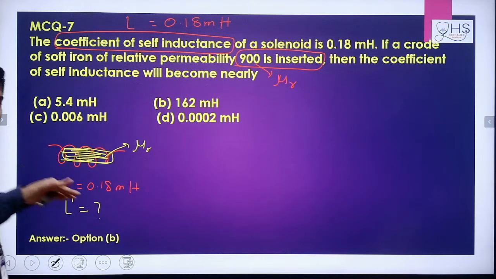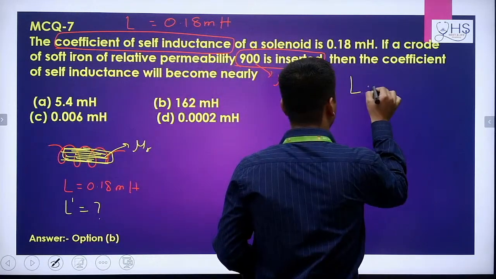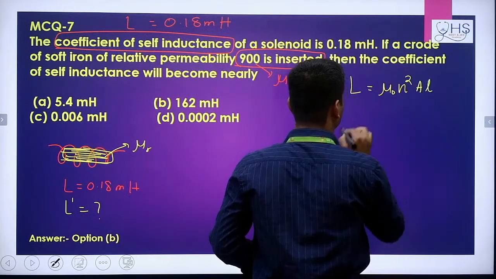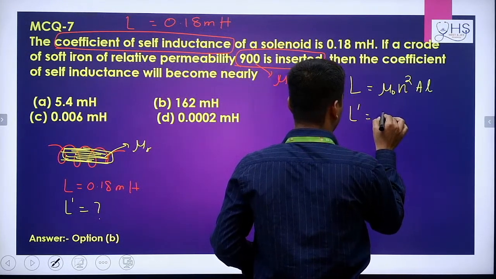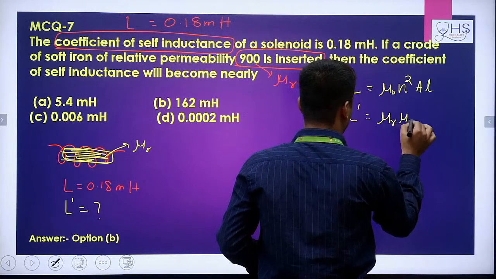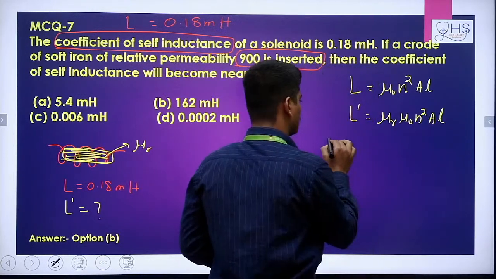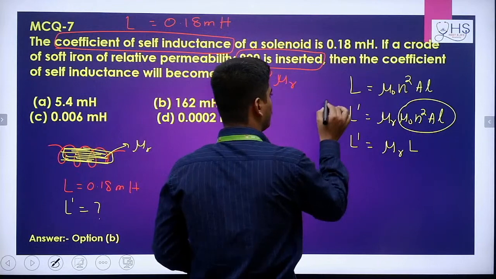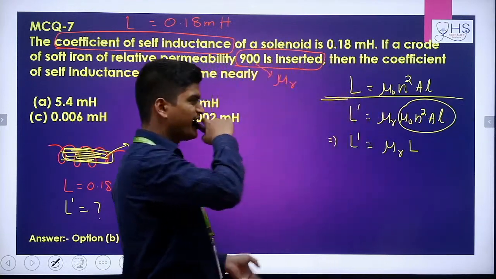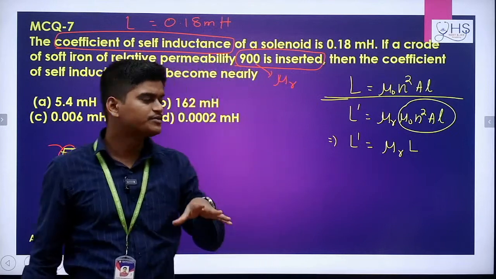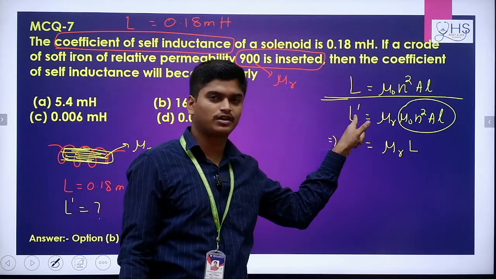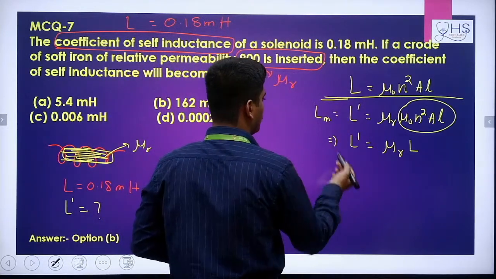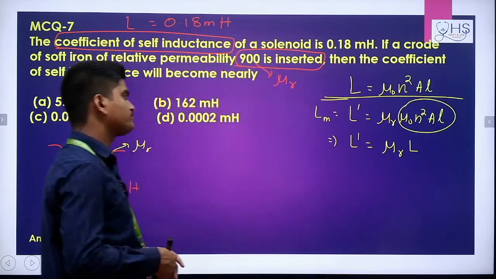Already we discussed a formula. If air is present, L equal to mu naught n square Al. If any material is present, then it will be mu r mu naught n square Al. Now from here I can write L prime is nothing but mu r into L. If any medium is present inside the solenoid, then the inductance formula will be this one. I am giving it as L prime, or you can also write L medium, sometimes Lm.